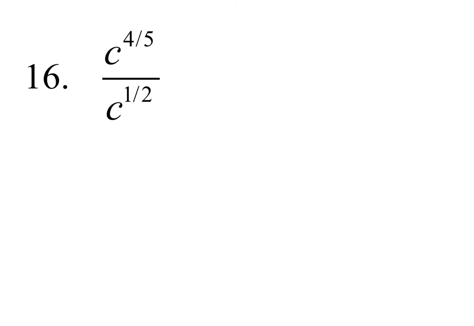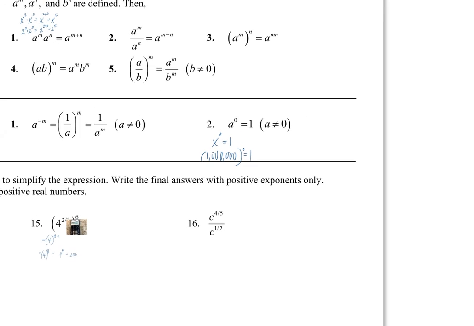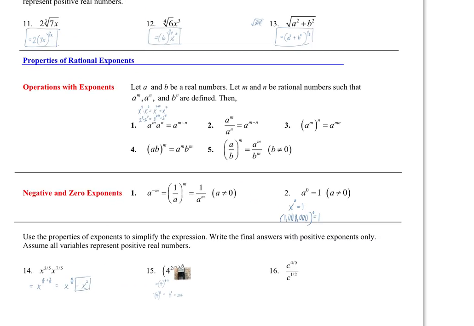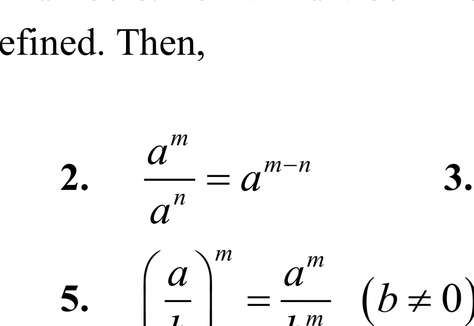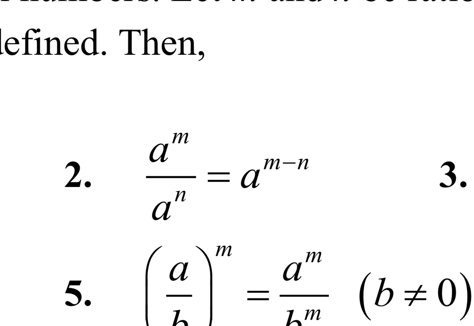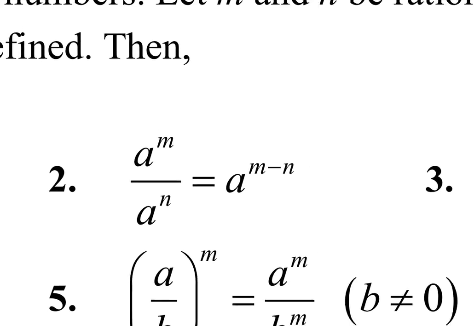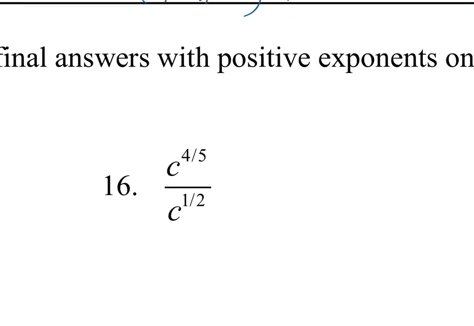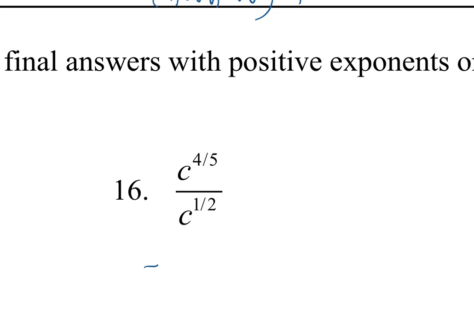On number 16, you might be sad, but I can't type the whole thing in the calculator this time. I've got variables, okay? So we have the same base, different exponents. They're being divided, so we use this property right here. Same base, being divided, keep the base, subtract the exponents, m minus n. So this comes out to be c to the power of 4 over 5 minus 1 over 2.